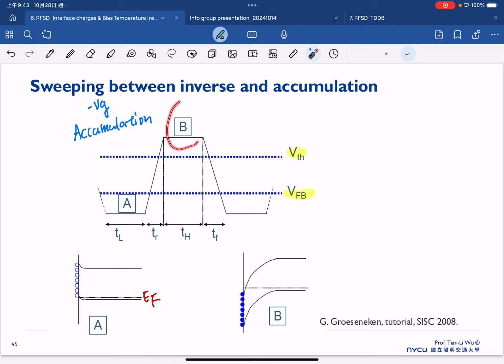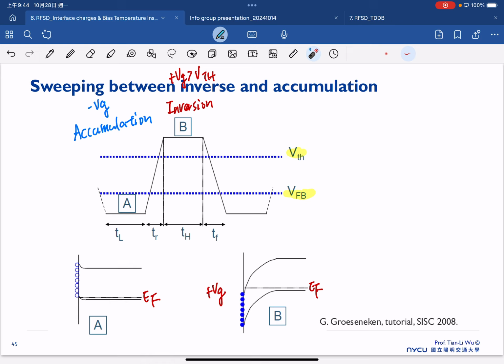And the second phase is where our gate bias is larger than the threshold voltage. So this is usually the inversion. That's an inversion region here. In this case, we apply VG larger than VTH. And since we apply the large VG, the interface states will be accessed by the electrons here, because this is our Fermi energy. Now our Fermi energy is above our interface states, so the interface states can start to capture electrons. So we have a lot of electron trapping at this moment.